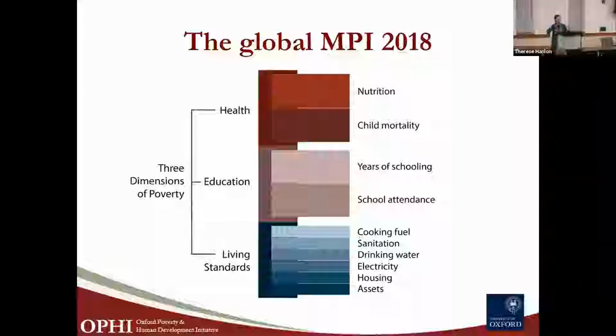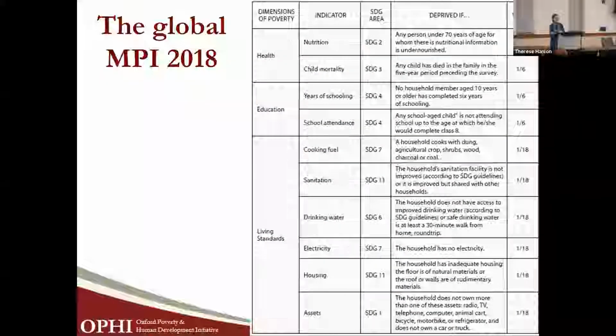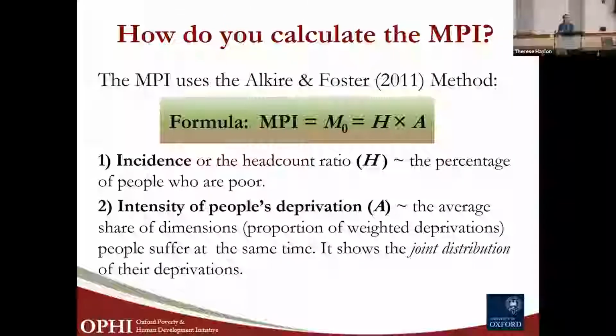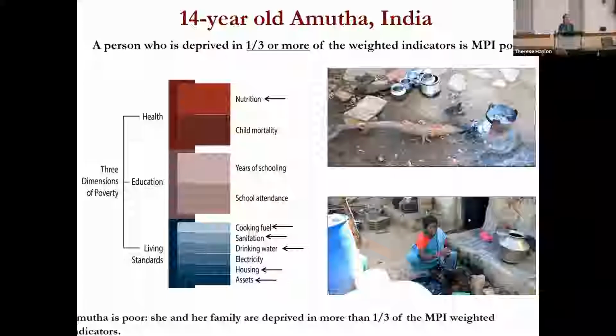The three dimensions are weighted equally, and each of the indicators is weighted equally within a dimension. So the health and education indicators are weighted 1/6 each, and the living standard 1/18. And so first what we do is we obtain for each person the profile of deprivations. So you can see that Muda was deprived in these indicators. And if you add them up, it's 44% of indicators that she's deprived in, 44 out of 100, because she's not deprived in these three, which is 50%, and she's not deprived in electricity.